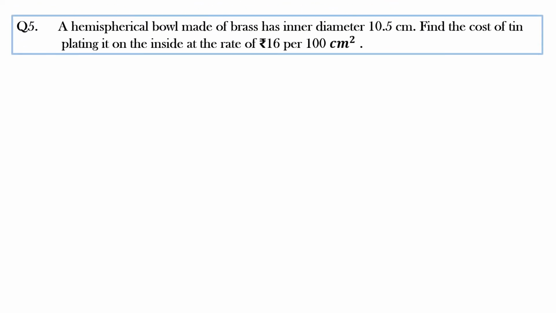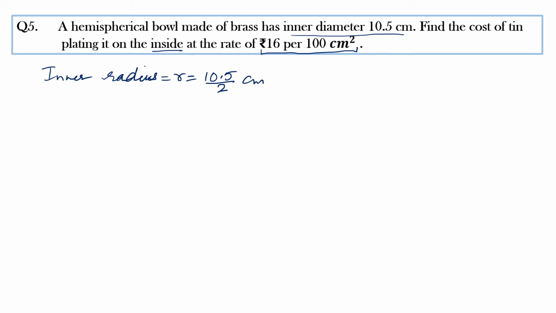Now question number 5 is, a hemispherical bowl made of brass has inner diameter 10.5 centimeter. अब inner diameter 10.5 centimeter है, so inner radius हो जाएगा इसका half. Inner radius small r equal to 10.5 by 2 centimeter. Find the cost of tin plating it on the inside at the rate of rupees 16 per 100 centimeter square.